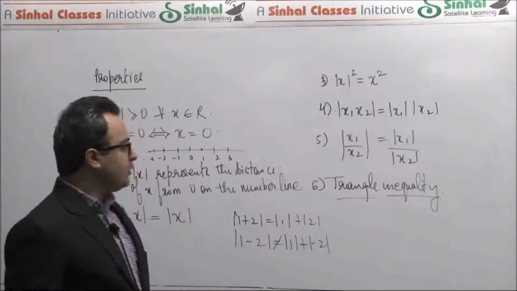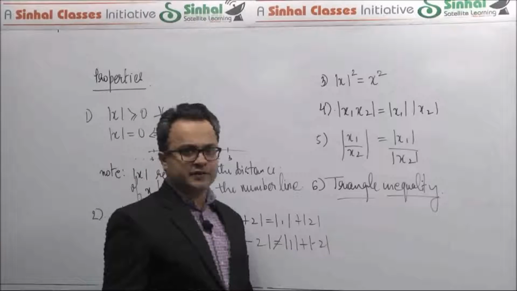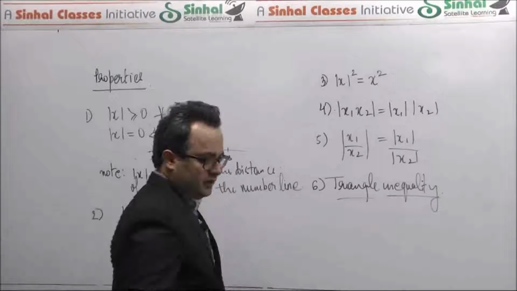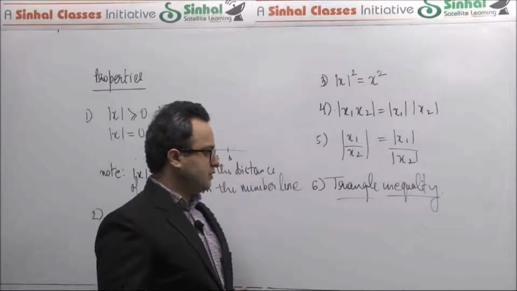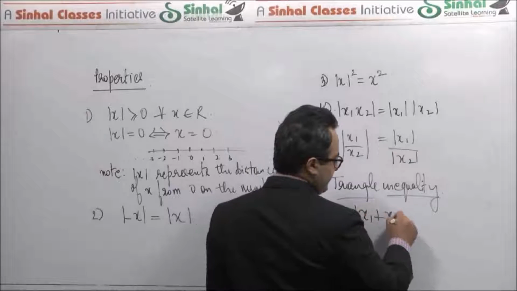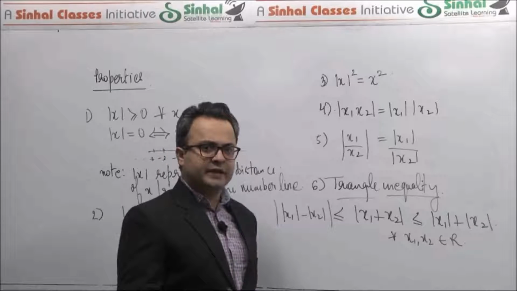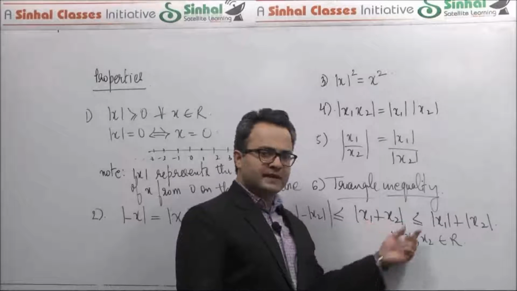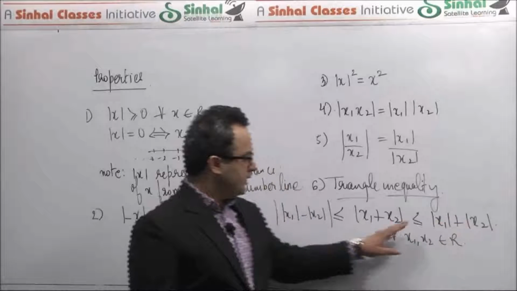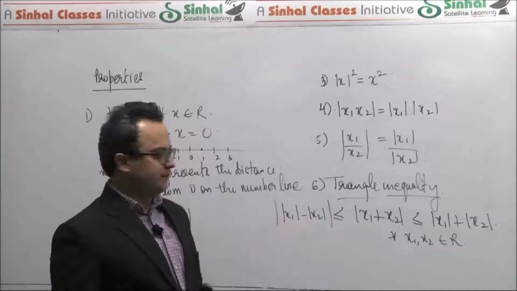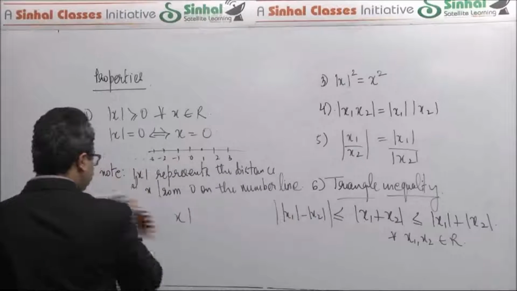But what we can do is come up with a certain inequality which will always hold true. It's an important inequality which comes up in vectors and complex numbers also. For any two real values x1 and x2, the mod of x1 plus x2 will always be less than or equal to mod x1 plus mod x2. And mod of x1 plus x2 will always be greater than or equal to this particular value. Let's look at this inequality and analyze it further.